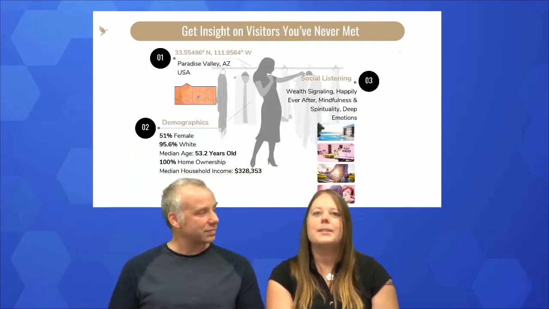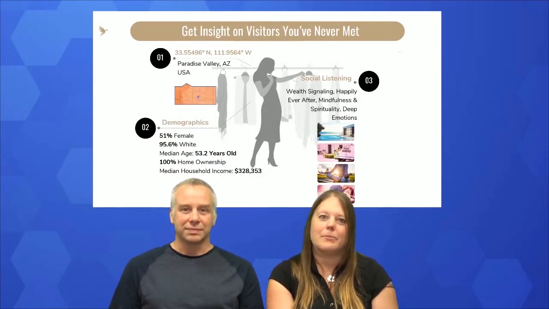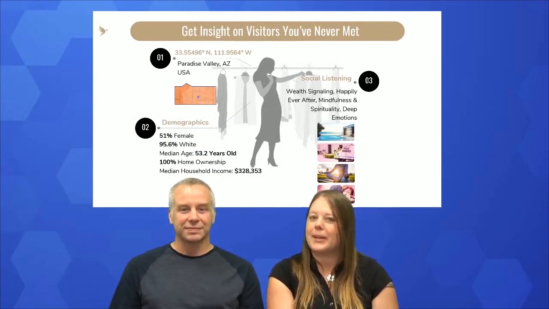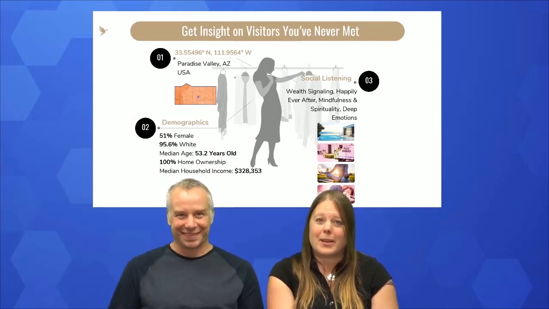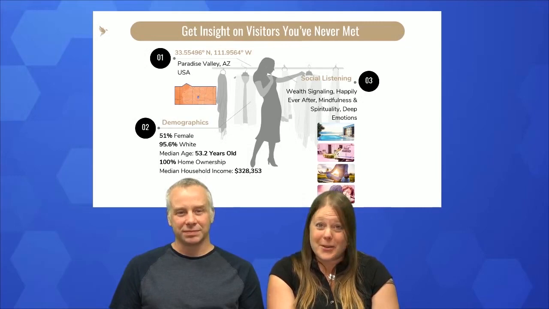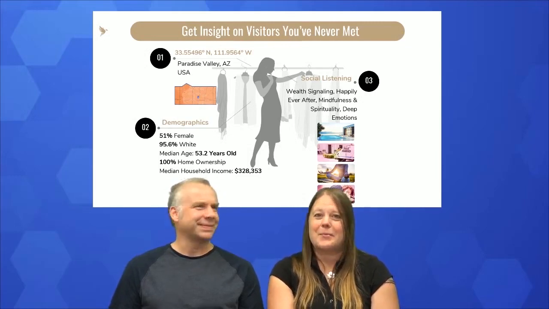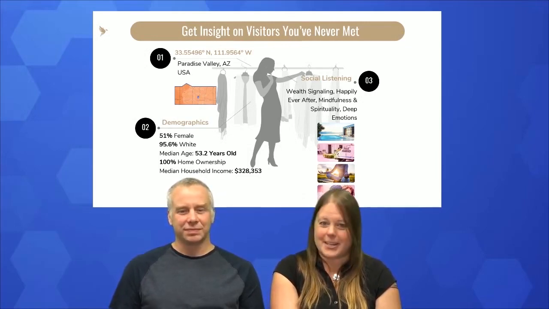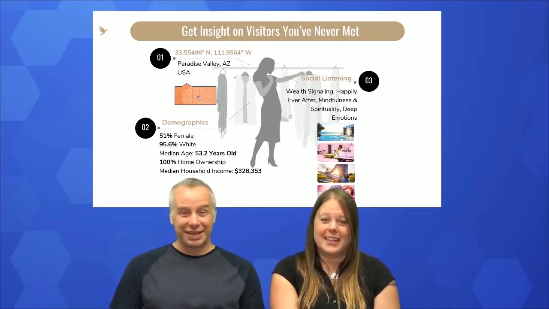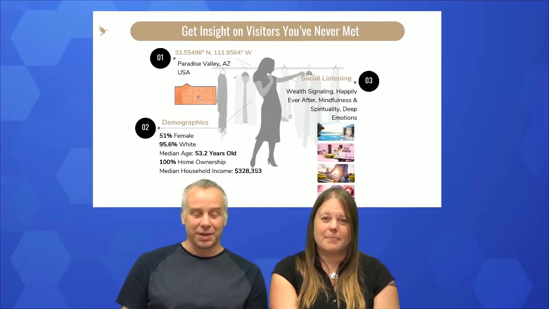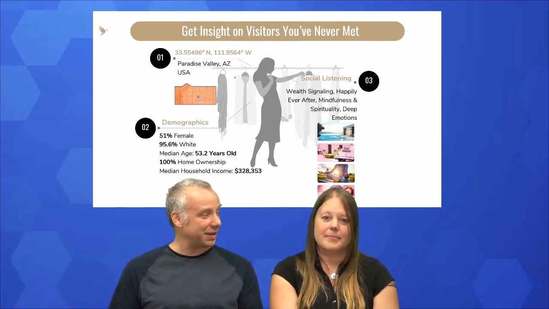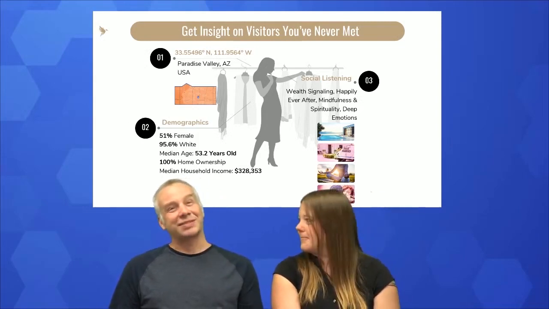So let's take a look at a specific example. Let's say you run an e-com site and you get a first-time visit from a place called Paradise Valley, Arizona. If you're not a local, you may not know that this is a well-off neighborhood. It's predominantly white, with a 100% home ownership rate, and they have a median income of $300,000 per year. Not surprisingly, these guys have a lot of money and they like to talk about it online. So their top segments in Pulse are wealth signaling and happily ever after.